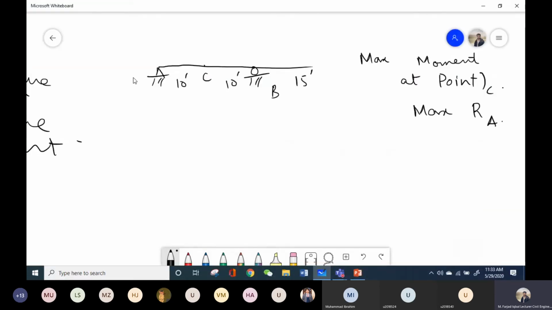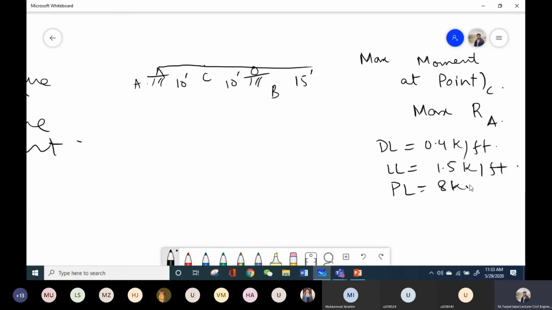At this support A, and the loads that are given in the question are dead load of 0.4 kips per foot, live load of 1.5 kips per foot, and point load of 8 kips. So by dead load, we have studied this before as well.